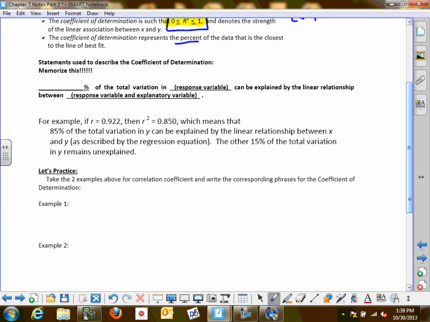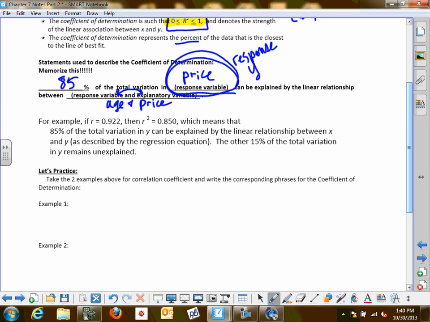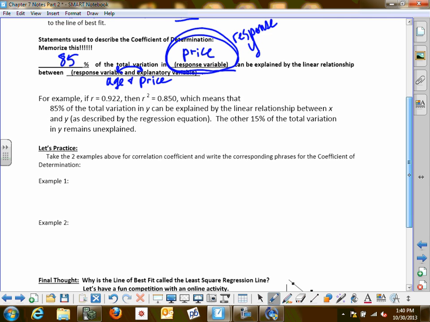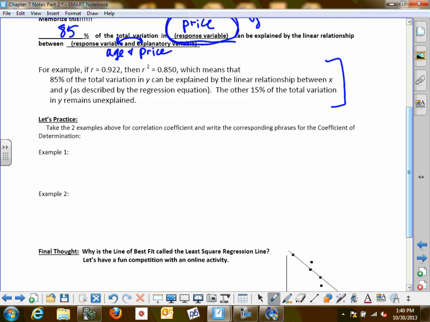So let's get to our phrase, the phrase that we say when we are talking about this coefficient of determination. It starts with, and we just did this a minute ago, 85% of the variation in, what was the response? The price was explained by that linear relationship between the age and price. I just switched those, so see, these can be switched. These two do not matter the order you put them in, but this one has to be the response. This one has to be the y variable. I don't care about the order on these two over here. Okay, so let's practice that. This statement here has to do with what we just said. Also, 15% of the total variation is other things.